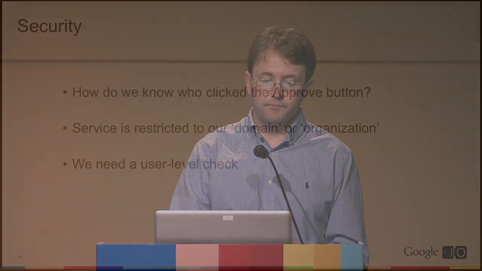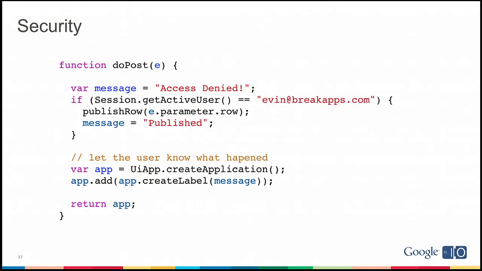Well, we showed you that the service itself is restricted to the domain or organization, but we really need a user-level check. So inside our doPost function, this is a good example of what we could do. We could set the message to be access denied, and then only if the active user is the approving user would we actually call the publish function and update the message to be published. Otherwise, we just throw up whatever message we have on the screen for the approver, be it access denied or published. Now, obviously, we're not advocating hard-coding approvers into your script, but for clarity, this is the easiest way to show it. We'll talk a little bit later on about roles and how we can handle that more gracefully.